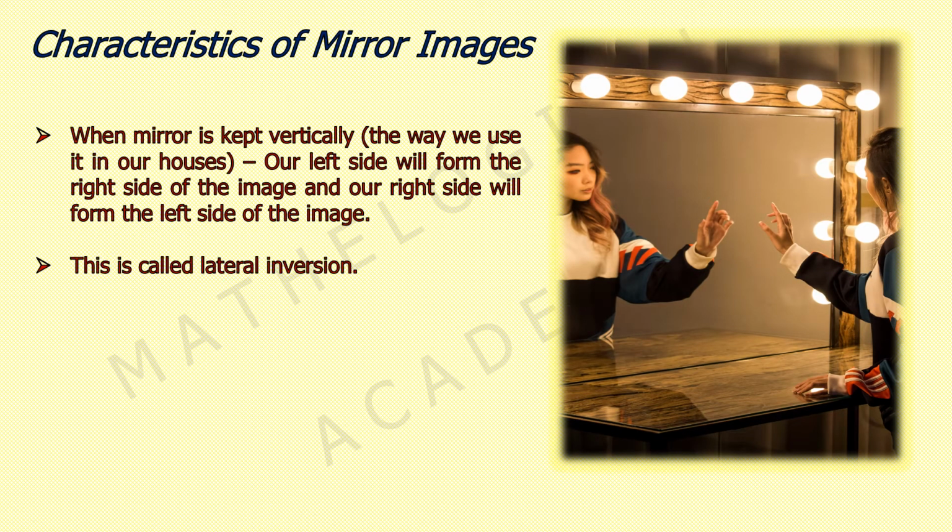When a mirror is kept vertically, the way we use it in our houses, our left side will form the right side of the image and our right side will form the left side of the image. This is called lateral inversion.